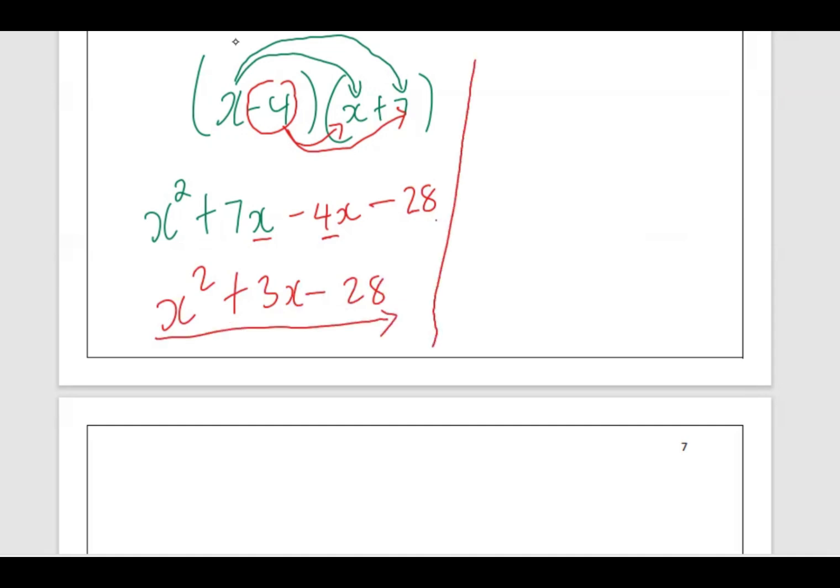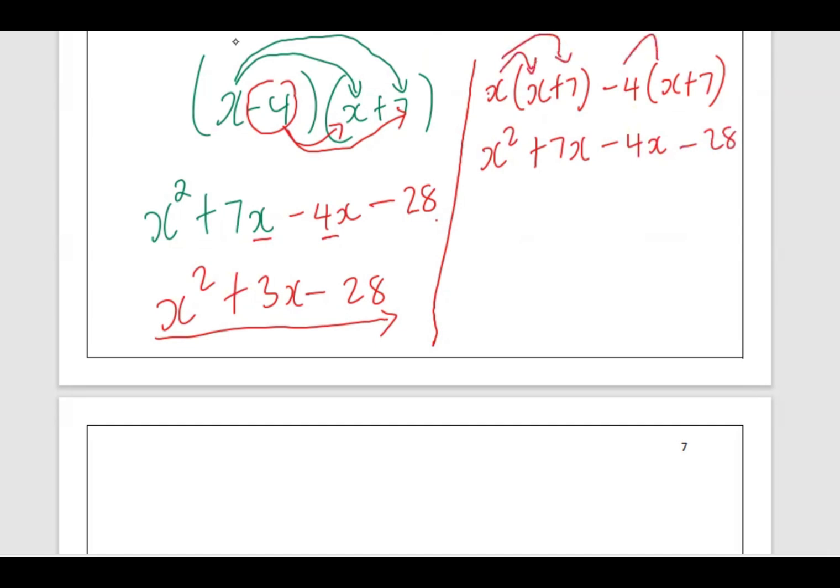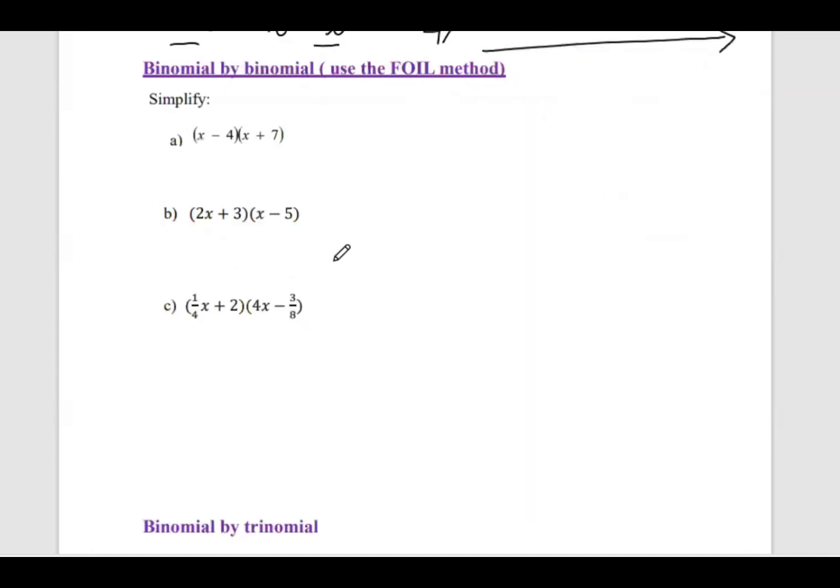Now, if I'm to work it out in the other format, we say x is opening to that bracket, and then minus 4 is opening to the same bracket. So x and x is x squared. x and 7 is 7x. Negative 4 and x is negative 4x. Negative 4 and 7 is negative 28. All right. So remember, just the distributive property. Then collect the like terms, so x squared plus 3x minus 28. So whichever approach you choose to go with, you're gonna get all your marks, okay?